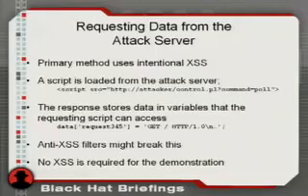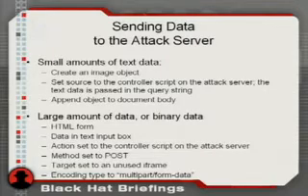presentation, but they are described in the white paper that's associated with the presentation. When the victim browser needs to send data back to the attack server, there's two methods. If it's a small amount of text data, that can simply be sent in an image request. The payload on the browser creates a new image object, sets the source to the controller script on the attack server, and the data is just sent in the URL query string.